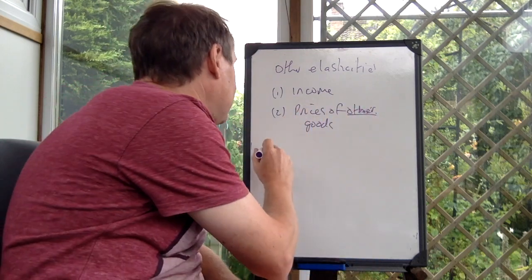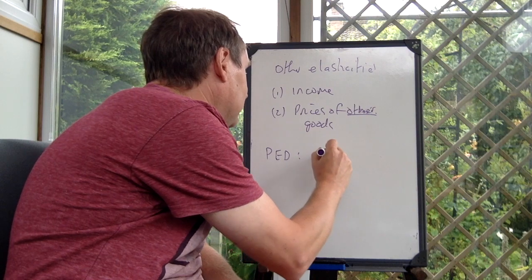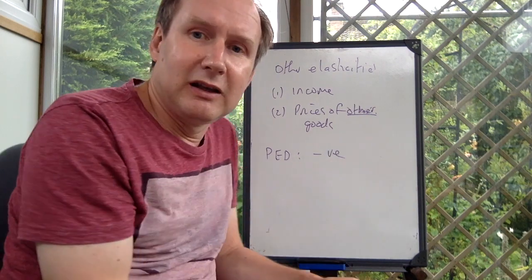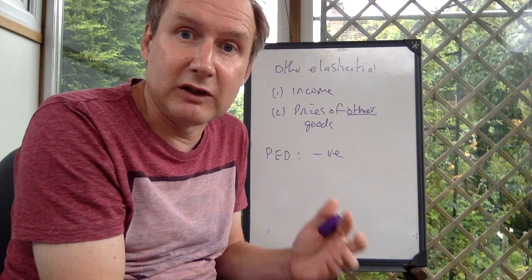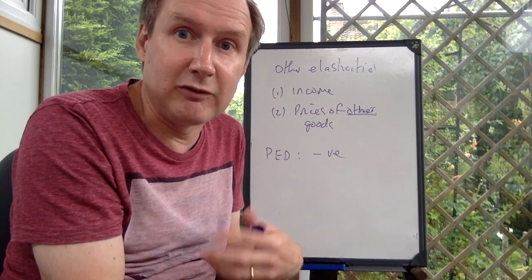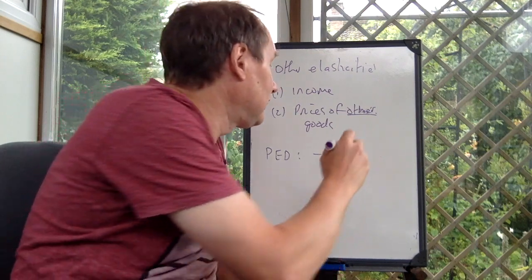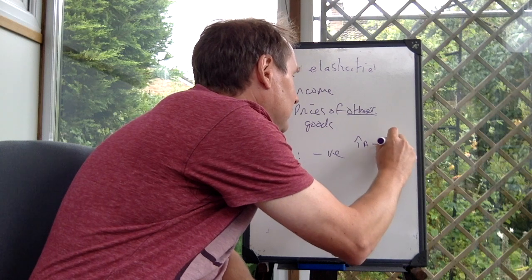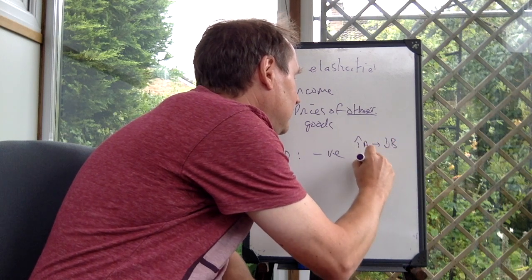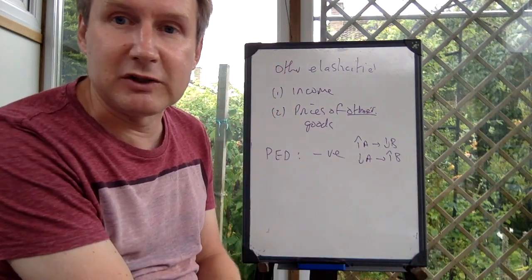So price elasticity of demand, remember, we said generally price elasticity of demand is negative. And negative doesn't mean that demand's going to fall. Remember, it means that there is an inverse or negative correlation. All the negative sign means is if there is an increase in A, that leads to a decrease in B, or if there is a decrease in A, that leads to an increase in B. They go in opposite directions.